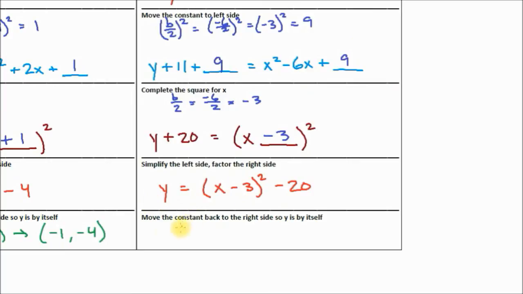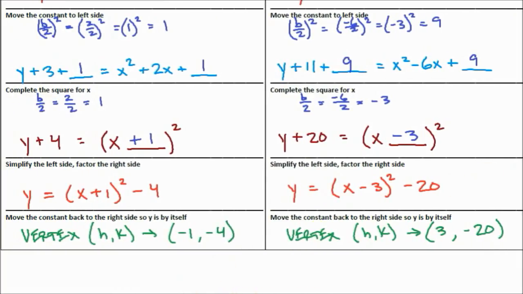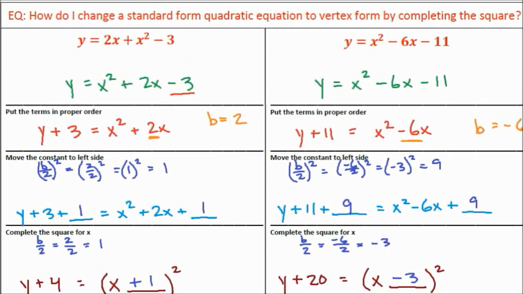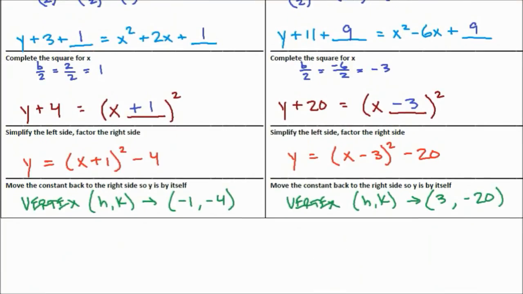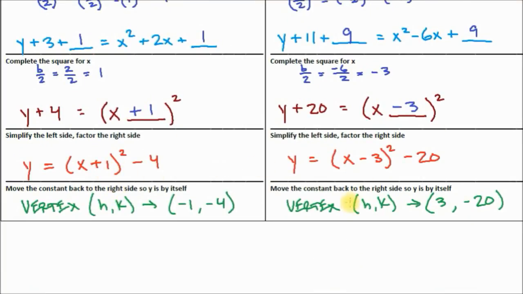And from here now we have vertex form. We know that the vertex is going to be at h comma k. So in this case, our h value is +3. Our k value is -20. And there's our vertex. So there is your refresher, a review on how to complete the square, starting with a standard form quadratic and ending with the vertex form, which tells us clearly what the vertex of the parabola is.